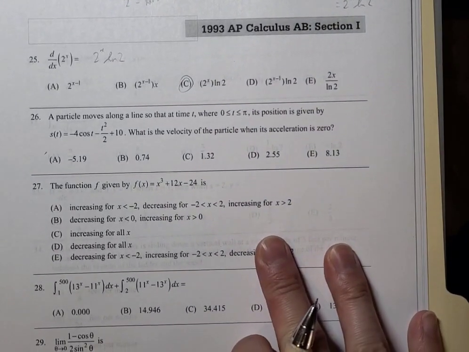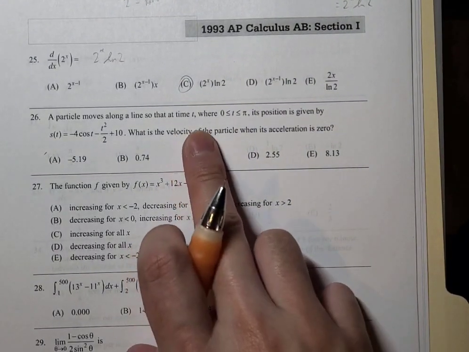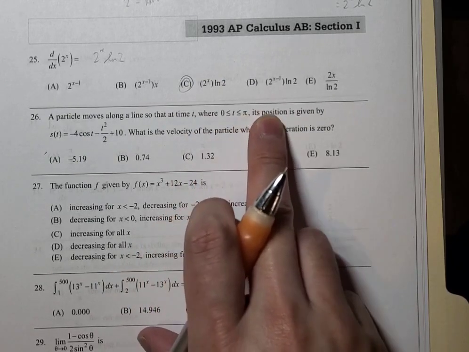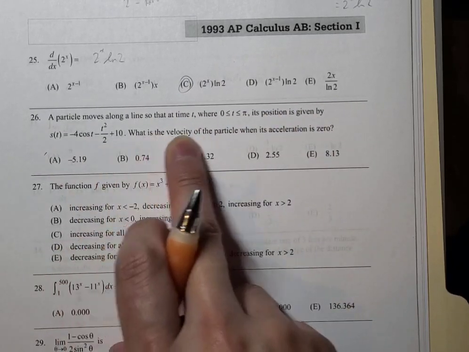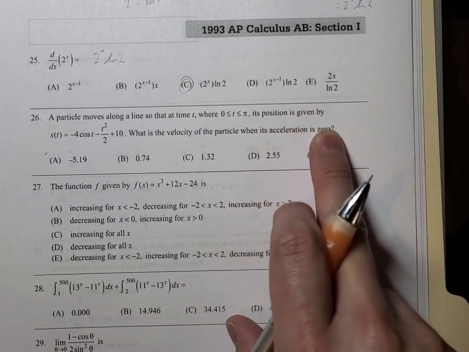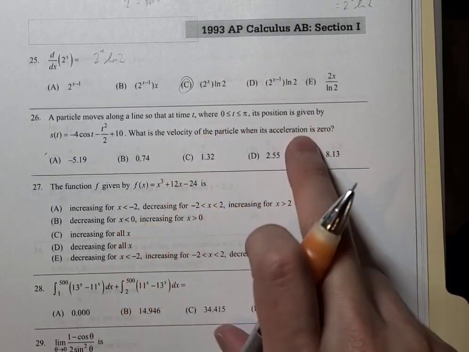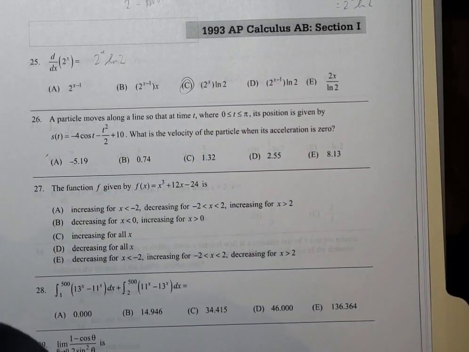Okay. A particle moves along a line so that at time t, where t is between 0 and pi, its position is given by this. What's the velocity of the particle when its acceleration is 0? So we need to find velocity and we need to find acceleration.